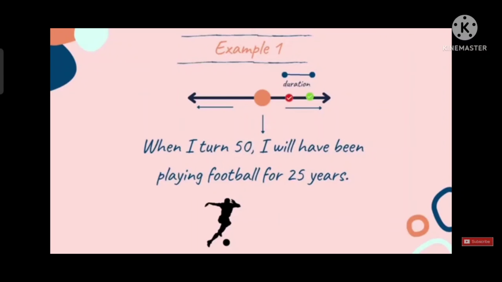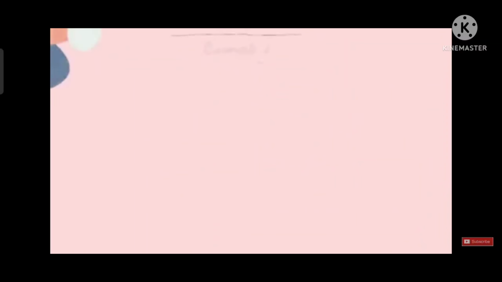Apart from that, look into the structure of the sentence. It follows the structure where I am the subject, will have been is the helping verb, playing is verb's ing form, football is the object, and turning 50 shows another event. I hope now you are clear on the structure and timeline of this tense. Now let's look into the next example.